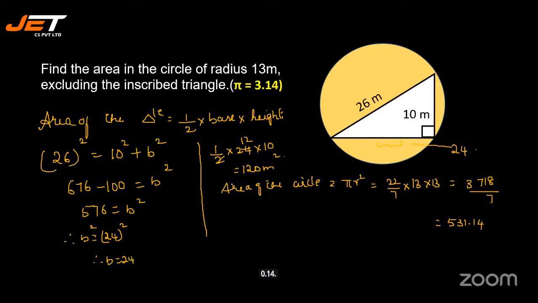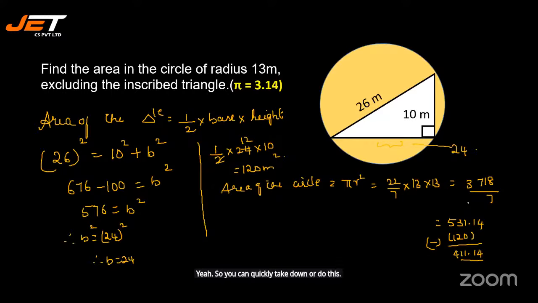So what is it they're asking? Find the area of the circle. Right? So here you have 531.14 minus your area of the triangle, that is 120, which will give me 411.14. Okay. So you can quickly take down or do this.